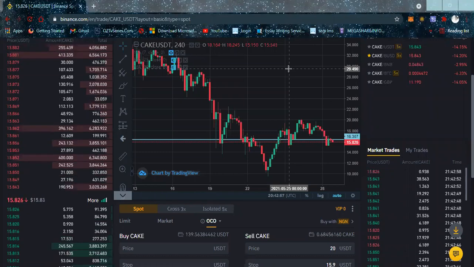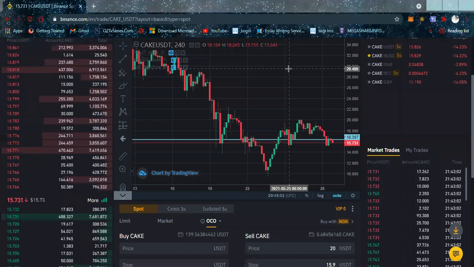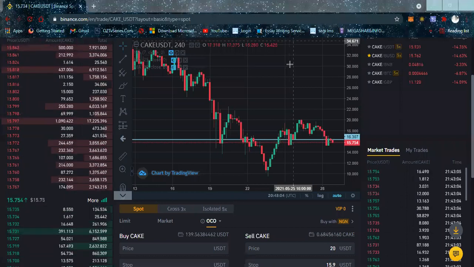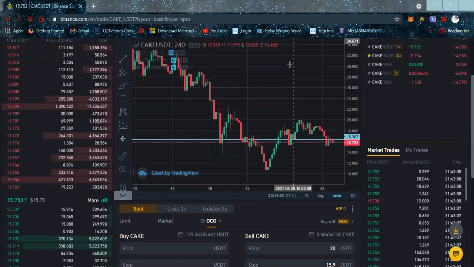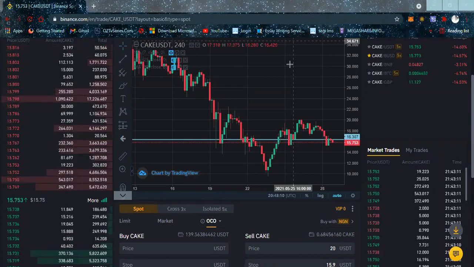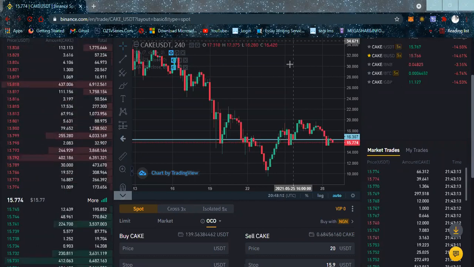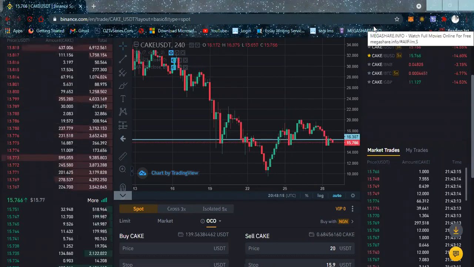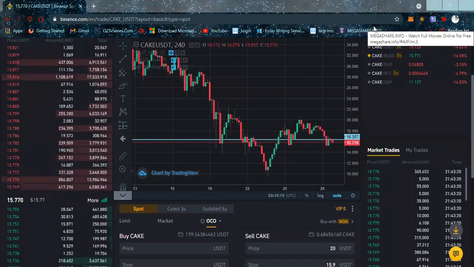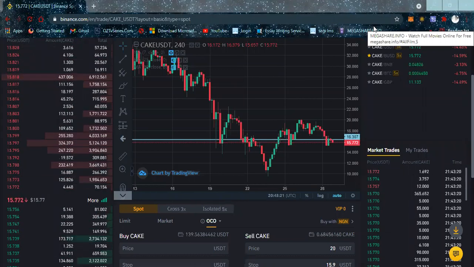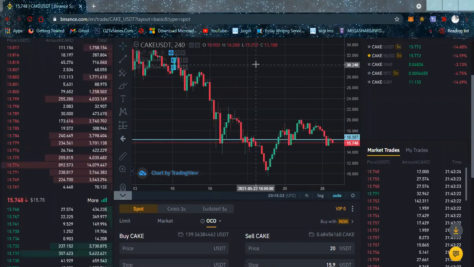Okay, cake is trading at 15.8. If I left that OCO order, it would have been filled by now. So we get a difference between market limits, stop limits, and OCO. Are there any complications? Feedback, guys. Any complications?